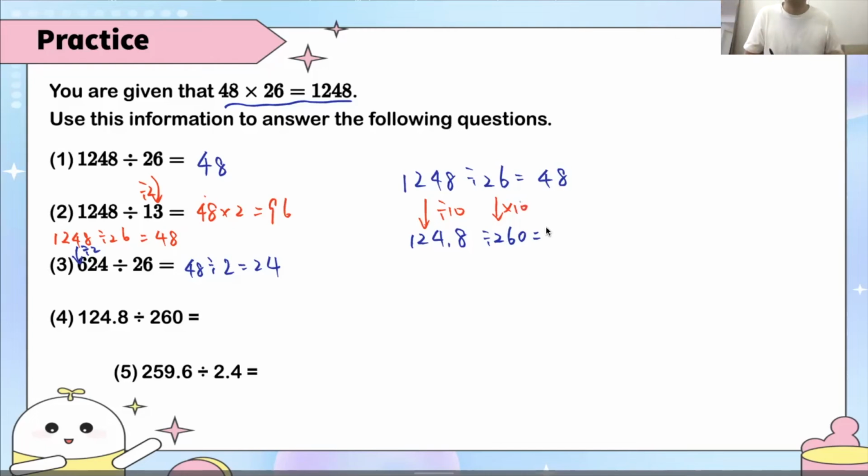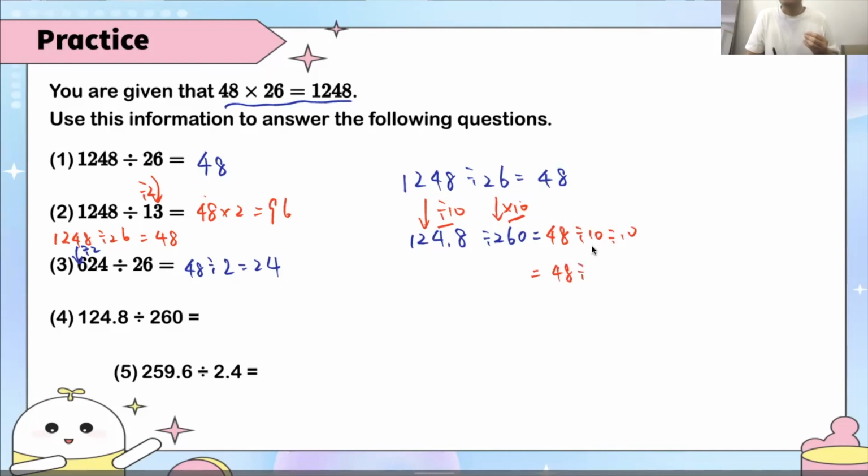Okay, what happens on the result? First, we divide by 10. Here, we need to do the same operation, right? Okay, and the change on divisor, we times 10. It means we need to do the inverse operation. That is divide by 10. Does that make sense? Okay, great.